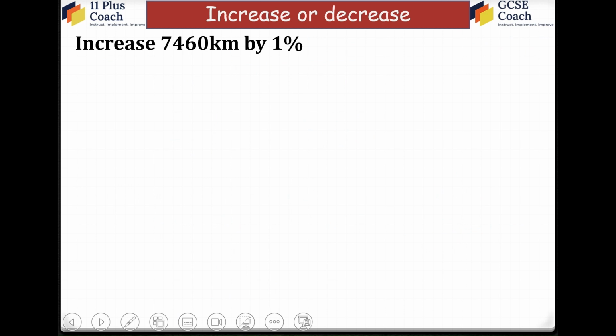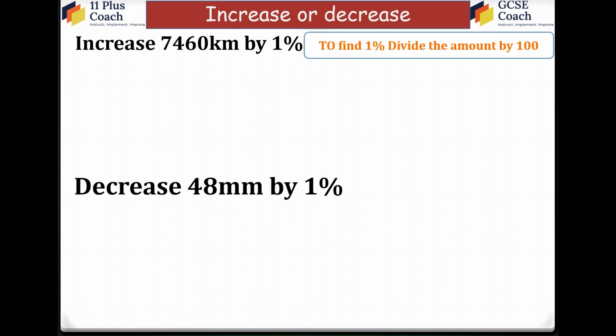Last couple of questions. Do these questions by yourself if you can. So increase by 1% and decrease by 1%. Hopefully you've had a go at these questions. So first step is to find 1%. So 1% will be 7,460 divided by 100. So find the decimal point in 7,460, which is always at the end because it's a whole number. You move back 2 places, 1, 2, that becomes 74.6. Because it's not money, I can say 0.6 or you can say 0.60, makes no difference.